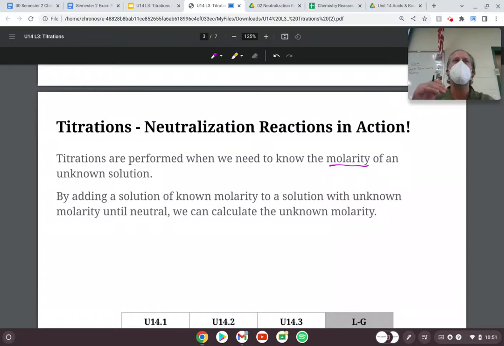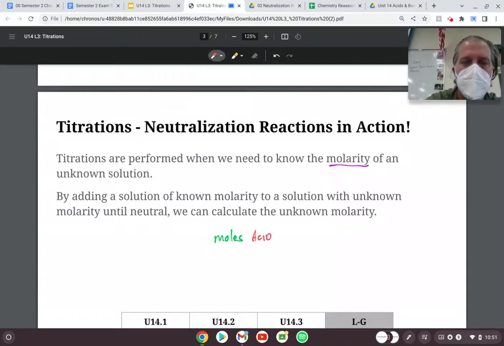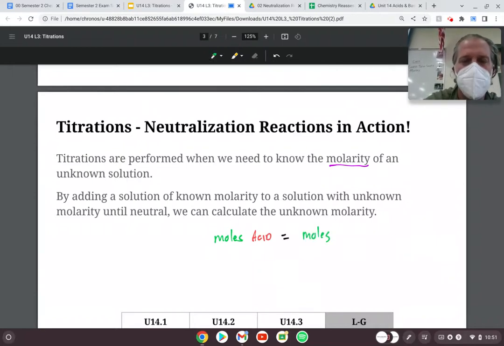And so what we do is we add base to acid, for example, until they get to a pH of 7, or they're neutral. Okay, and some people might argue that at that point we would have moles of acid being equal to moles of base. And that's actually what we were doing when we were doing those calculations. We were making the moles of acid and the moles of base equal, even though the values weren't the same, we were making that relationship.